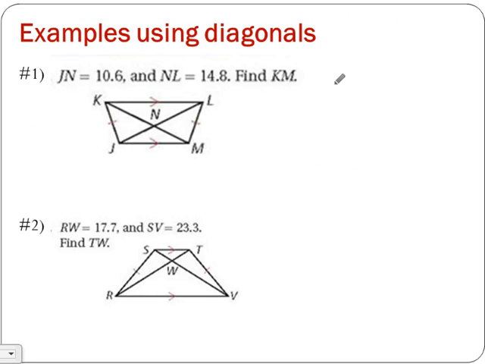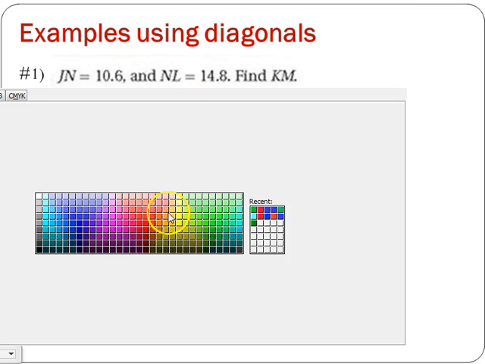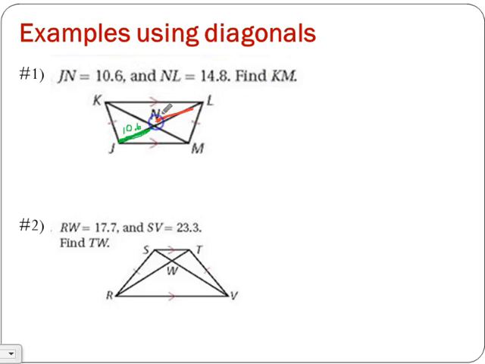So let's look at another example using diagonals, and the idea that diagonals have to be congruent. We are given the length from J to N as 10.6, and N to L is 14.8. And we need to find K to M. Well, what do we know about the diagonals? We know that the diagonals have to be congruent, right? So we know that JL has to be equal to KM.